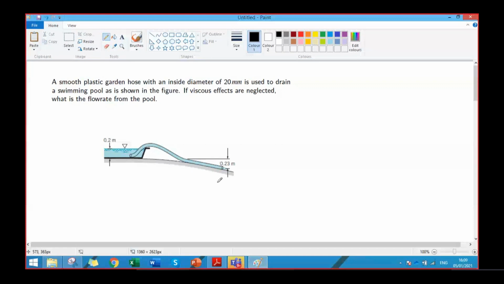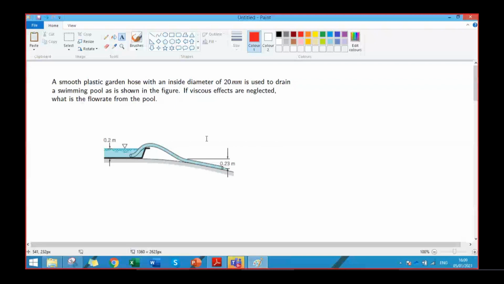Yes, sir. First, we will need to define 2 reference points on which we will write the Bernoulli equation. So those reference points can be defined at which locations? Any ideas? Bottom of the container, swimming pool.